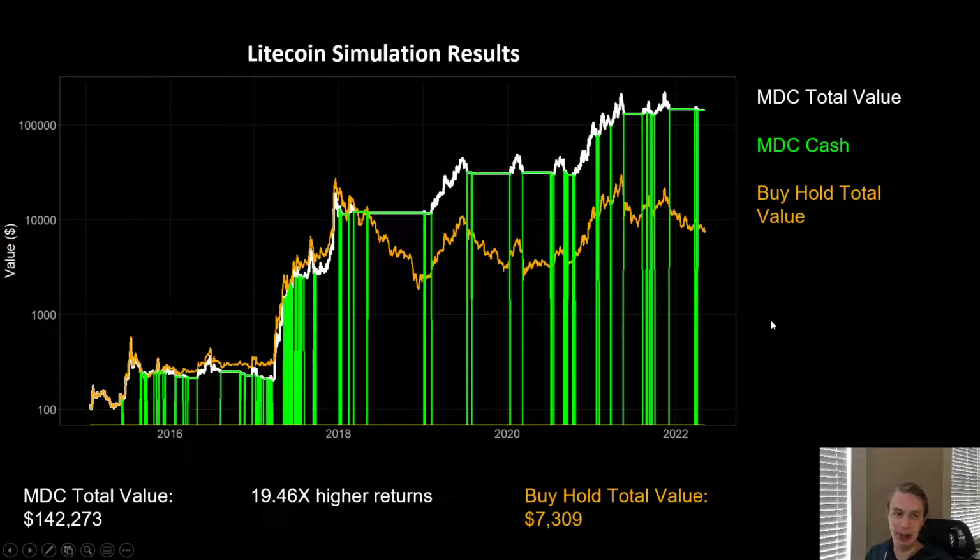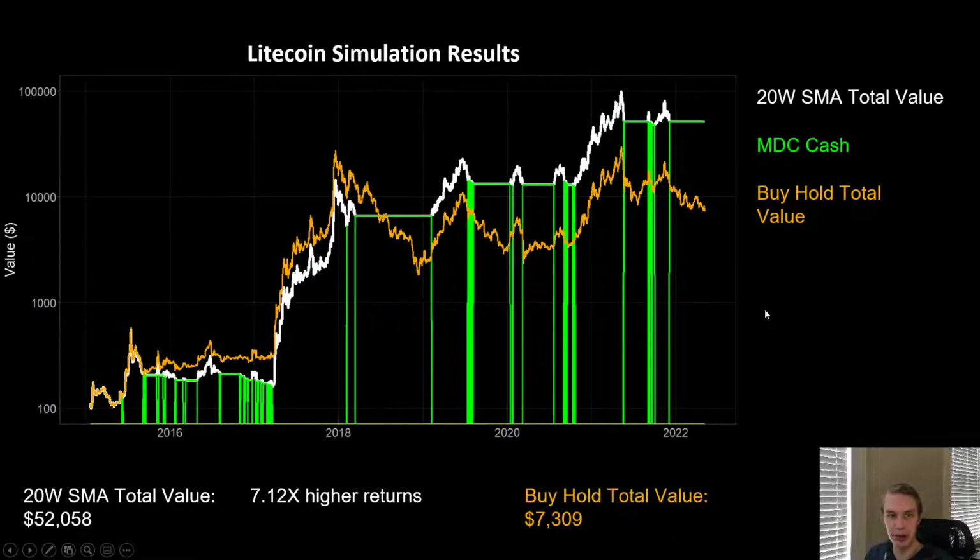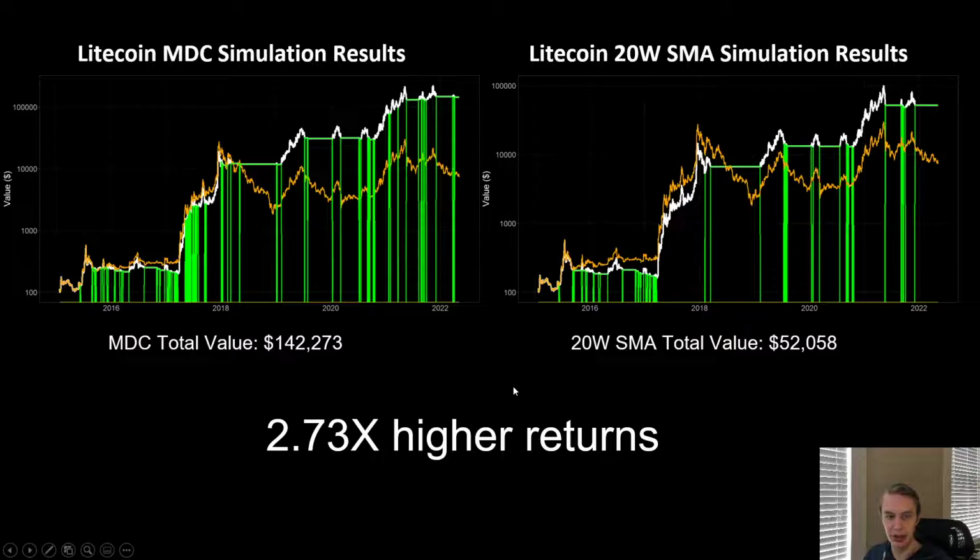And then again, does this beat the 20-week? That's the other question for Litecoin. Yes, it does. So the Litecoin trading on the 20-week still would beat the market by 7 times here, actually better than Bitcoin in that backtest that we did. But if you compare the two against each other, the MDC is beating it by 2.7x here. So again, very much more worth it. If you're going to pick a model that you'd want to use, you're probably going to pick the one that's doing almost 3x higher over this time than the one that's not.